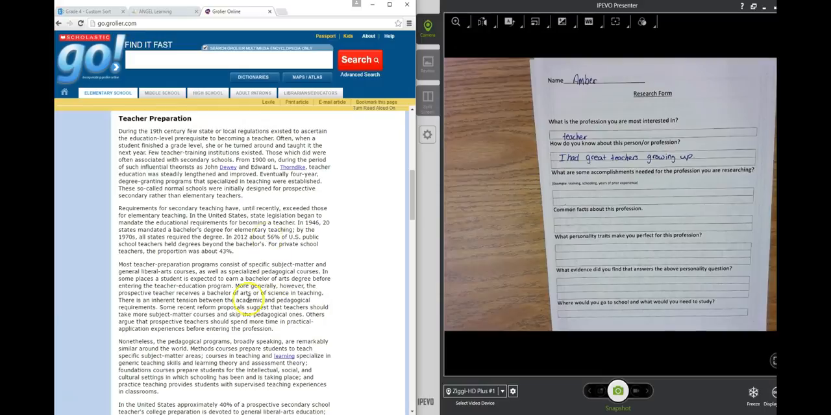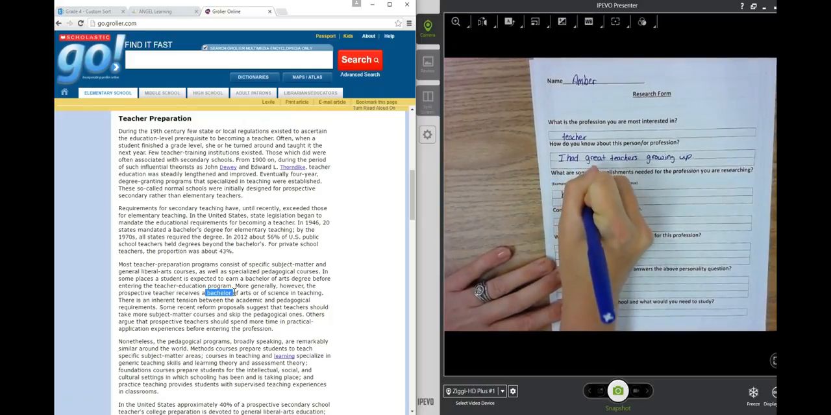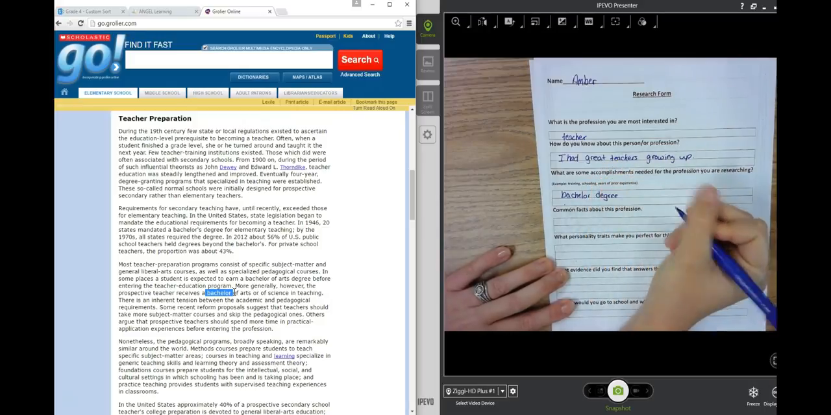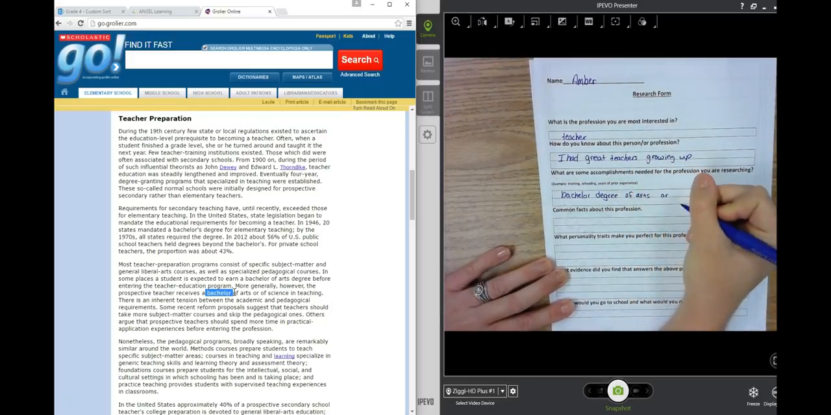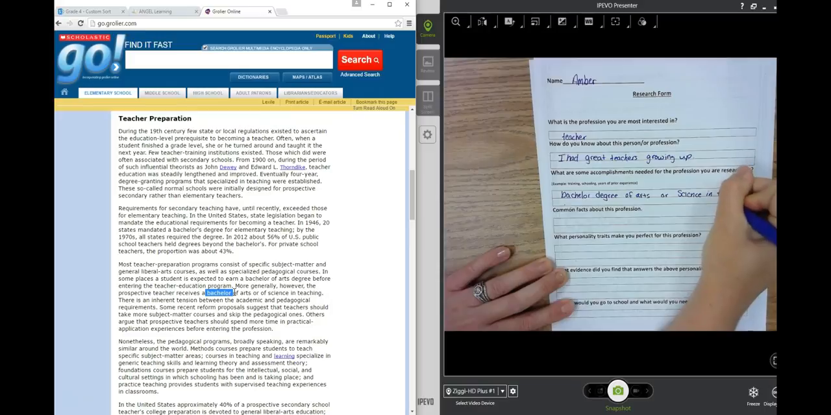So here it says in the article that a prospective teacher receives a Bachelor of Arts or Science in Teaching. So I would need a bachelor's degree to be able to be a teacher. And I should put this, of arts or science in teaching. So I know what kind of degree I need, since there are so many available.